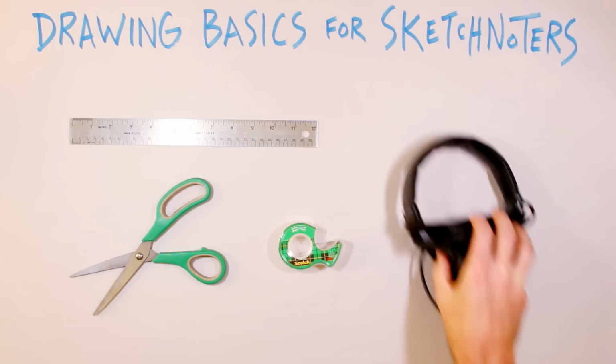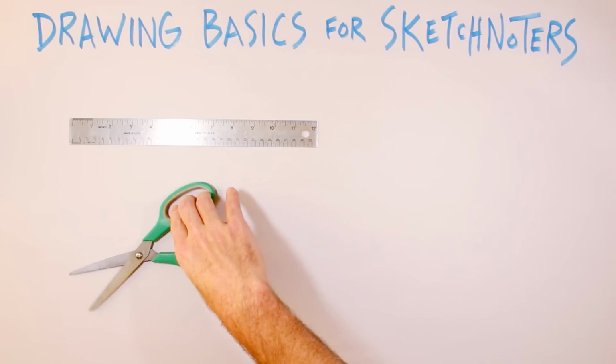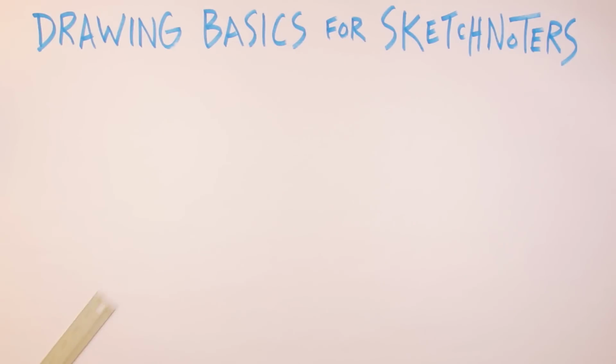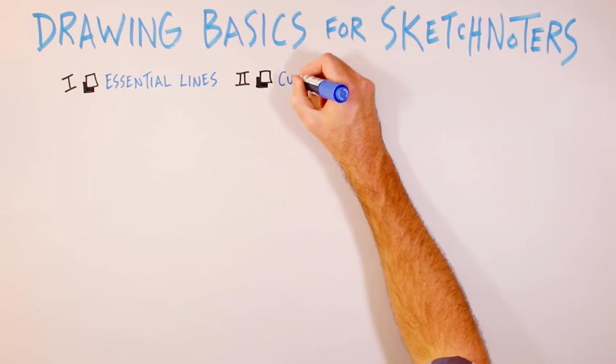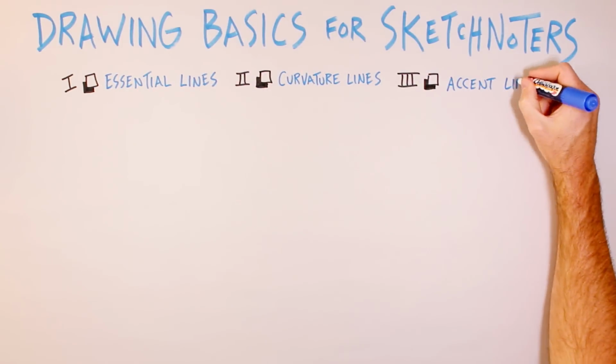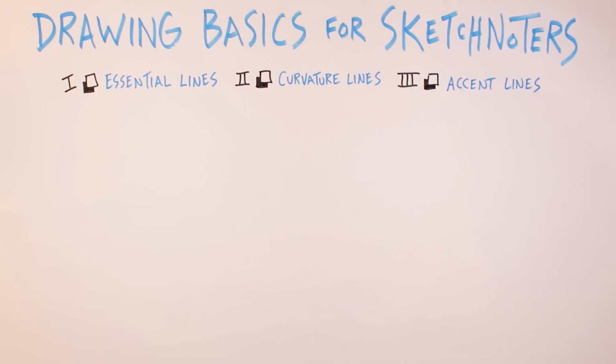When it comes to drawing objects within your sketch notes, I think it's helpful to break up that drawing into 3 distinct line types: essential lines, curvature lines, and accent lines. We're going to go through each of those one by one for each of the objects that you've seen. Let's start with the essential lines.